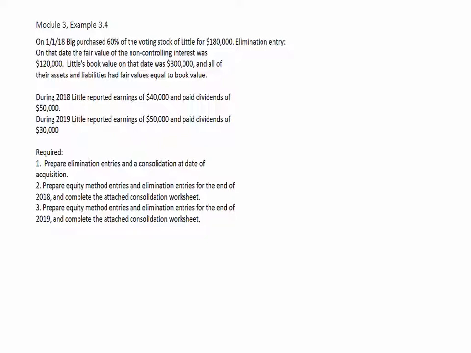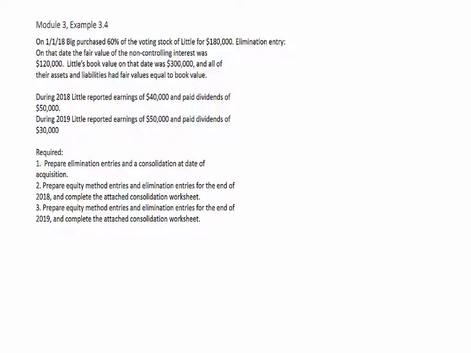On January 1st, 2018, Big Company purchased 60% of the voting stock of Little for $180,000. On that date, the fair value of the non-controlling interest was $120,000. Little's book value on that date was $300,000, and all of their assets and liabilities had fair values equal to book value. During 2018, Little reported earnings of $40,000 and paid dividends of $50,000. During 2019, they had earnings of $50,000 and paid dividends of $30,000.